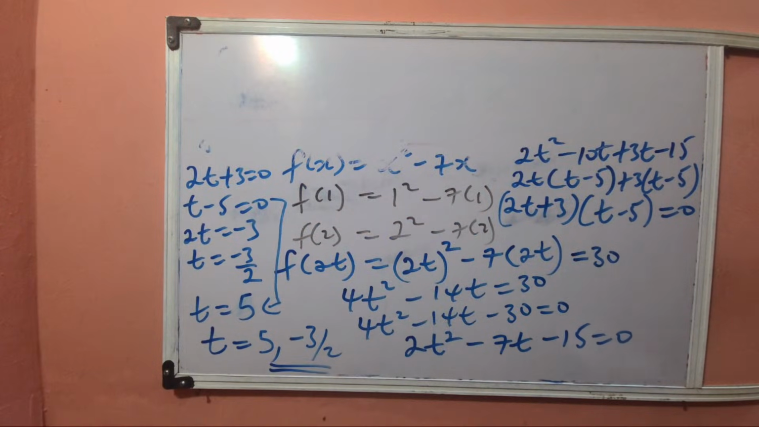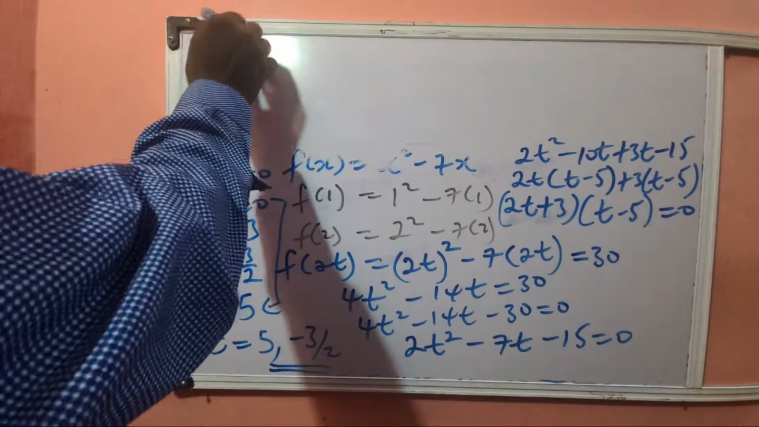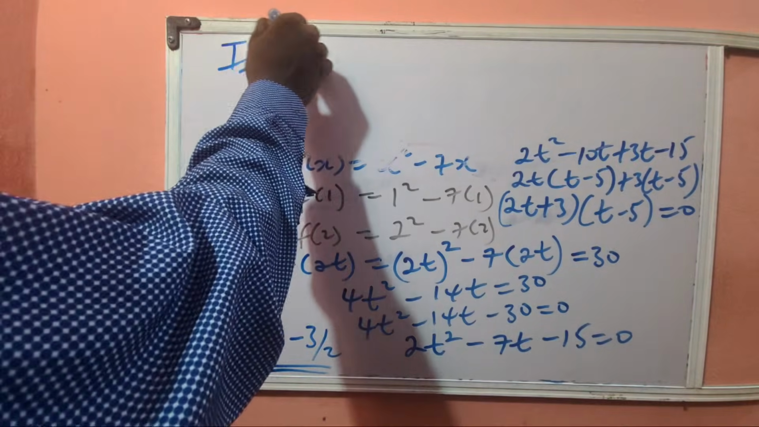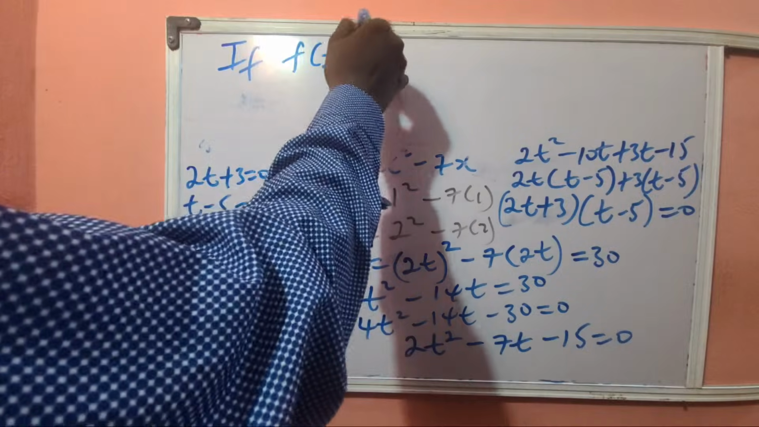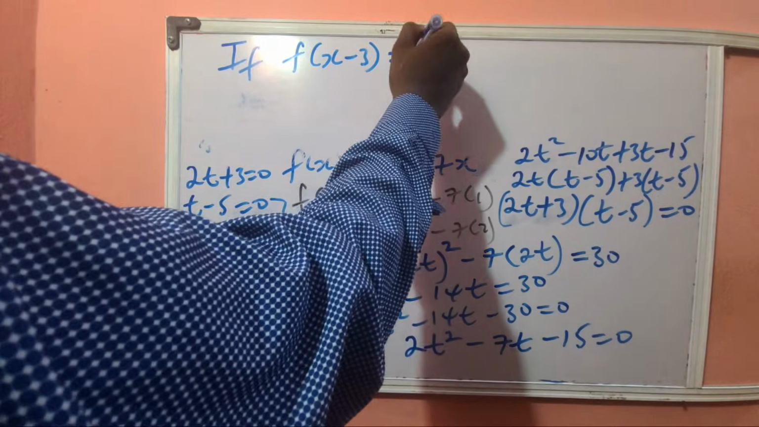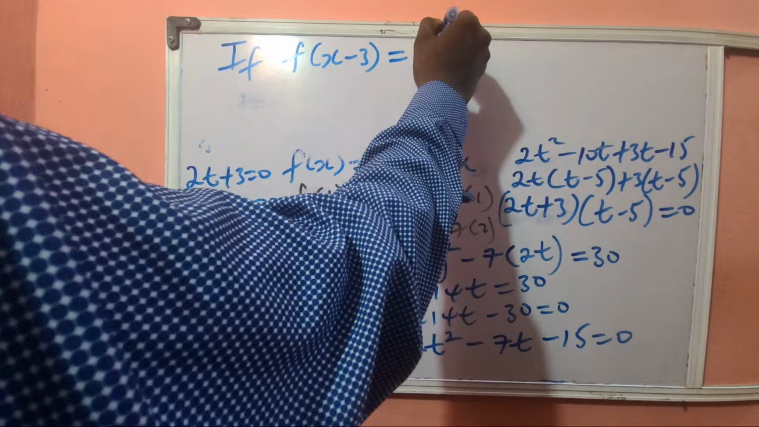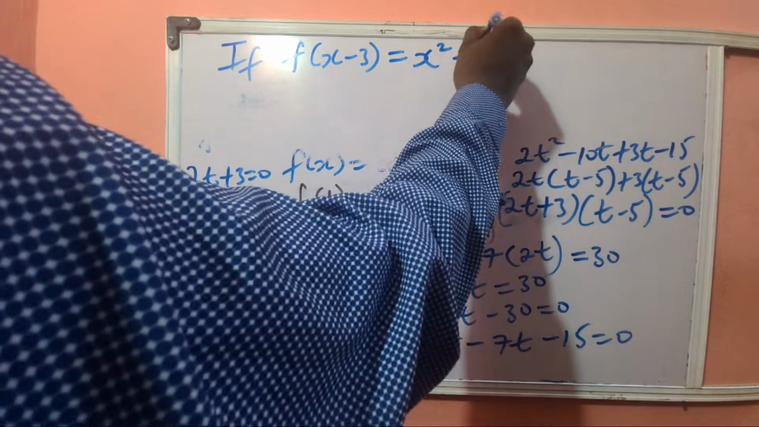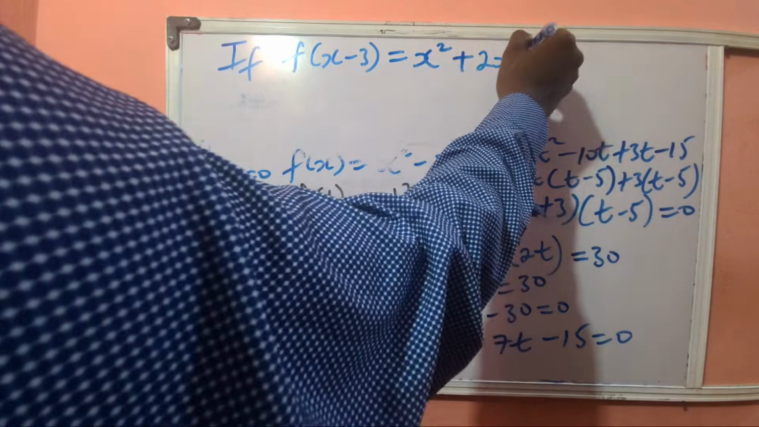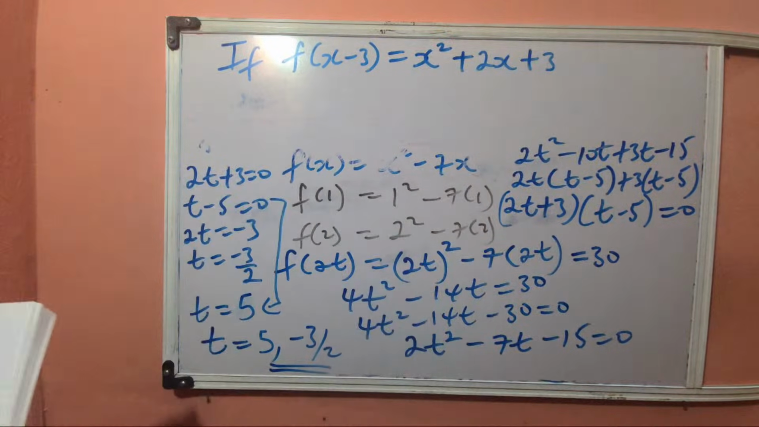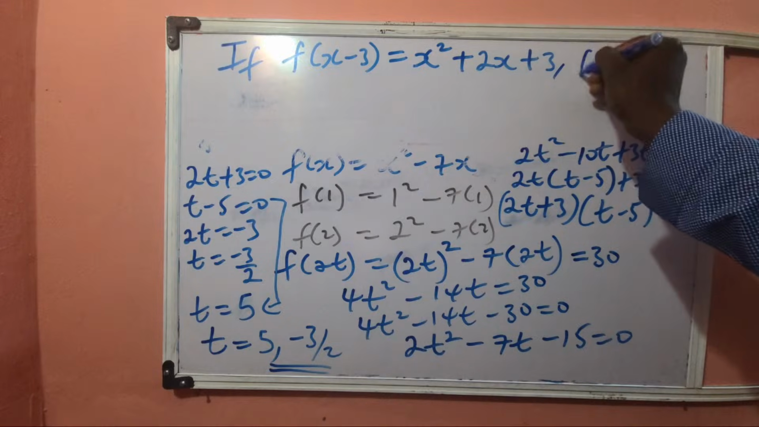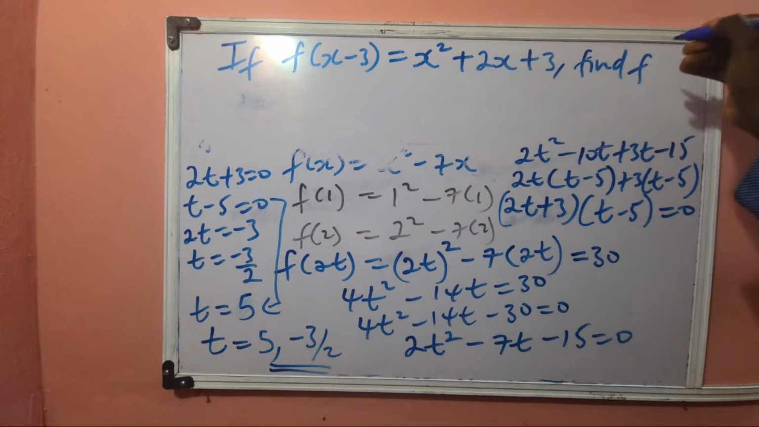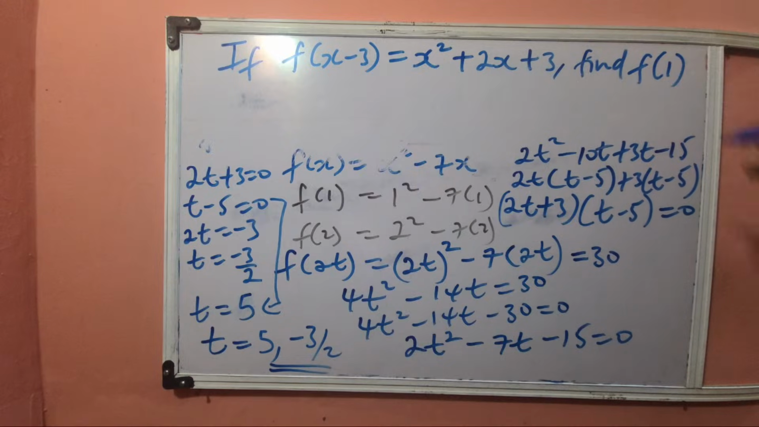Now, the next question we have: if f of x minus 3 is equal to x squared plus 2x plus 3, the question says you're supposed to find f(1).